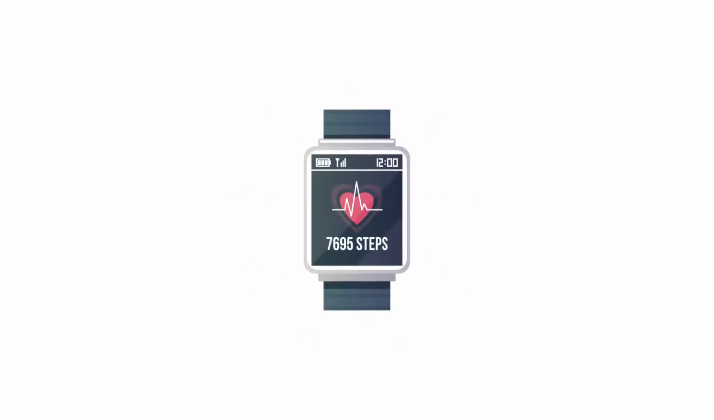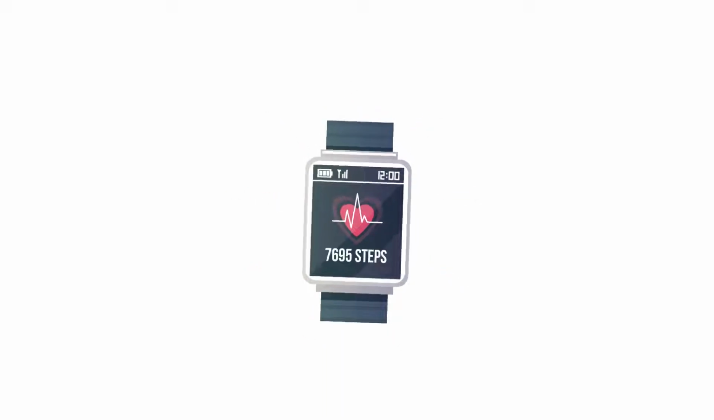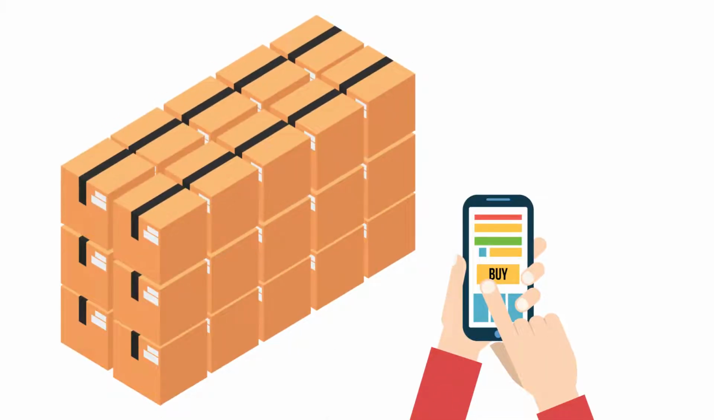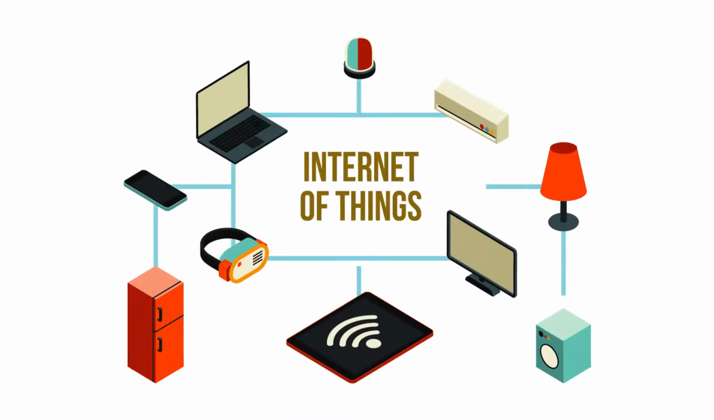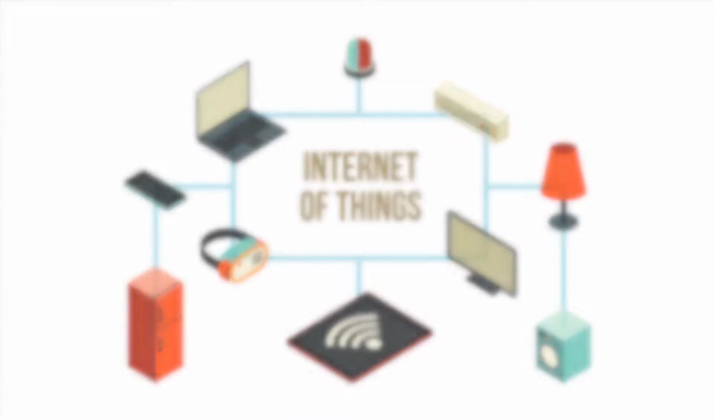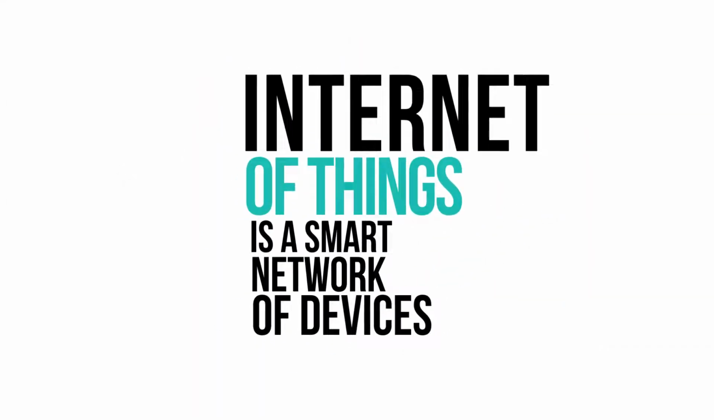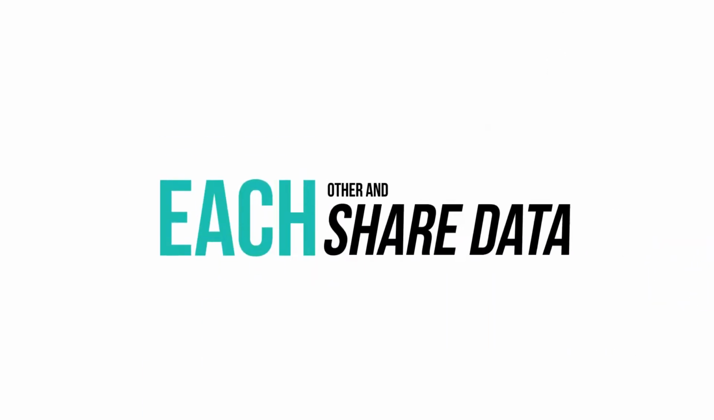Starting from checking how many steps you walk today on your fitness tracker, to tracking and monitoring thousands of orders in a large e-commerce on your smartphone, Internet of Things is everywhere. But the point is, what is IoT and how does it work? Internet of Things is a smart network of devices that interact with each other and share data.